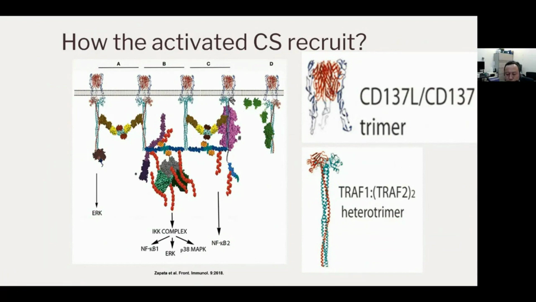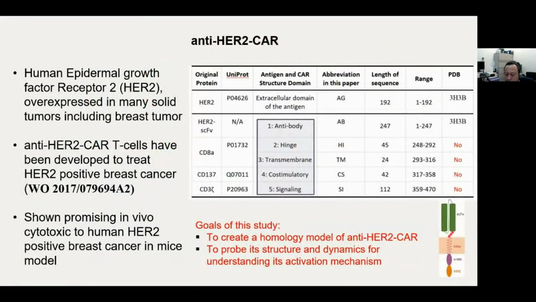So that basically motivates our group to study this. We pick a model system. This is a CAR developed for targeting solid tumors, which are breast cancer. And it shows a promising in vivo result for killing human HER2-positive breast cancer in the mouse model.